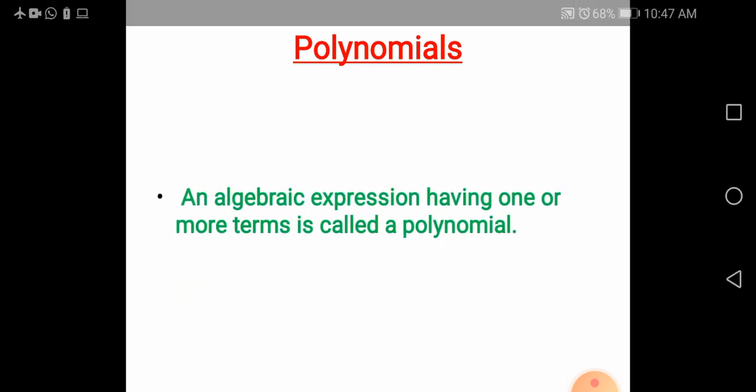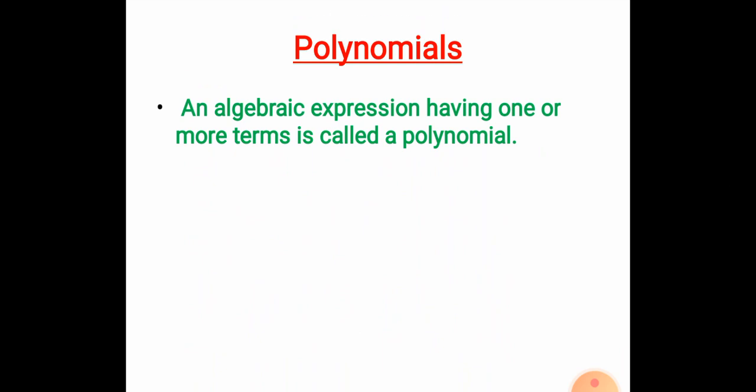Before we start the polynomial, you are supposed to divide your notebook into two parts. Give some more pages to your classwork side and less pages to your homework side. So, begin with the definition of polynomial. An algebraic expression having one or more terms is called a polynomial.